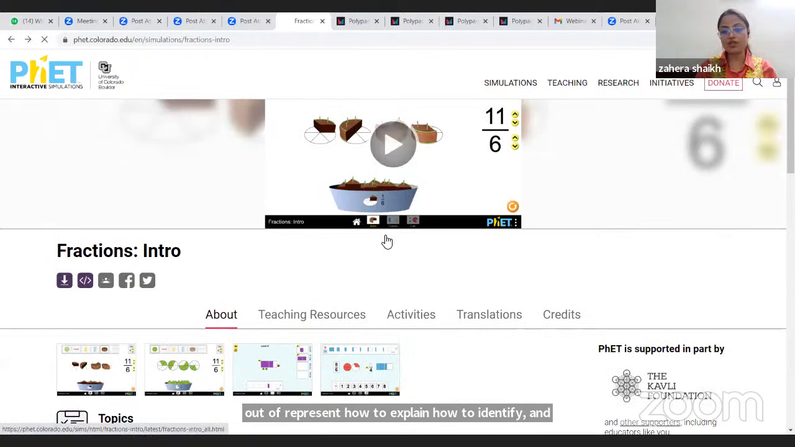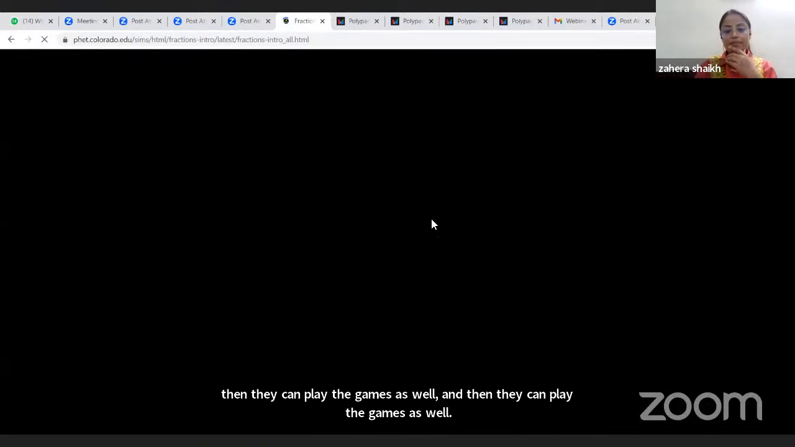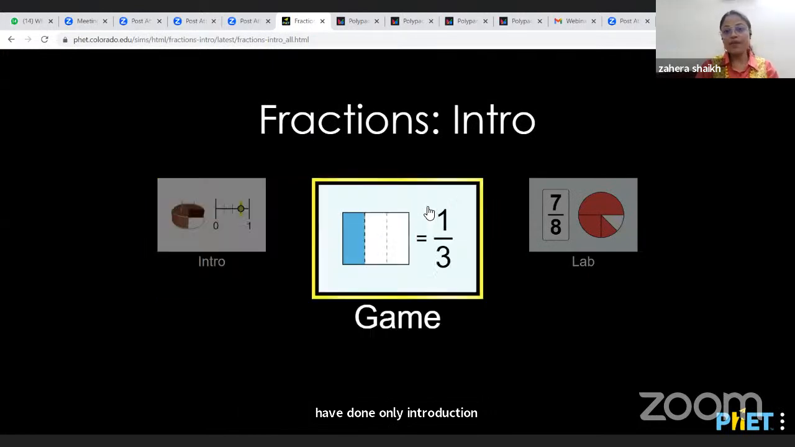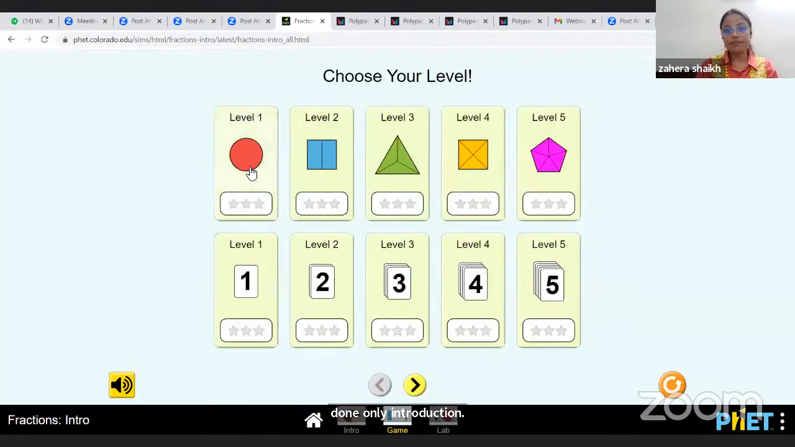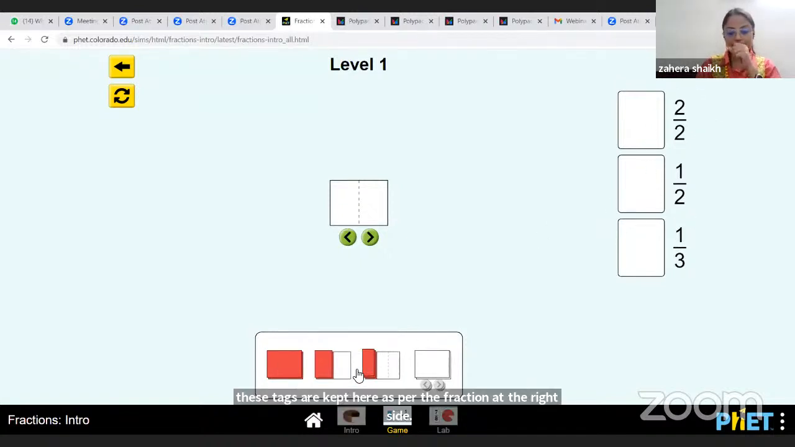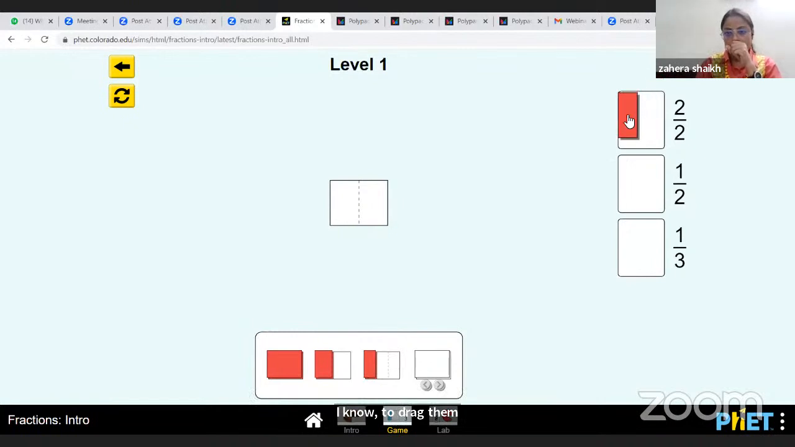Now, again, I'm going to that window because I have done only the introduction. Now I want to play the game. Level 1. So, half. These tags are kept here as per the fraction at the right side. I need to drag them here from here. So I know, no, this will not take. This will not take.